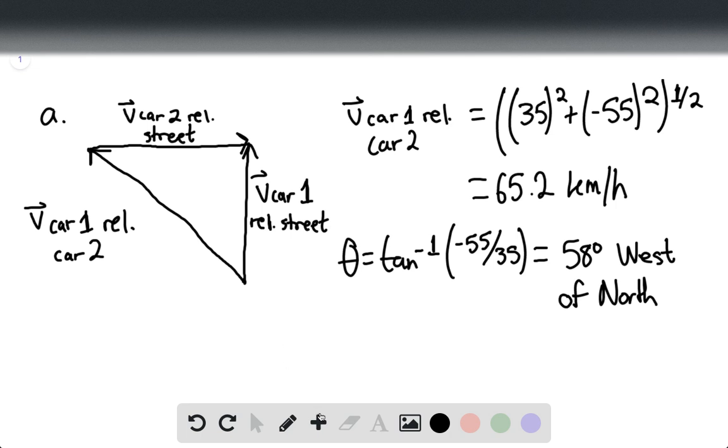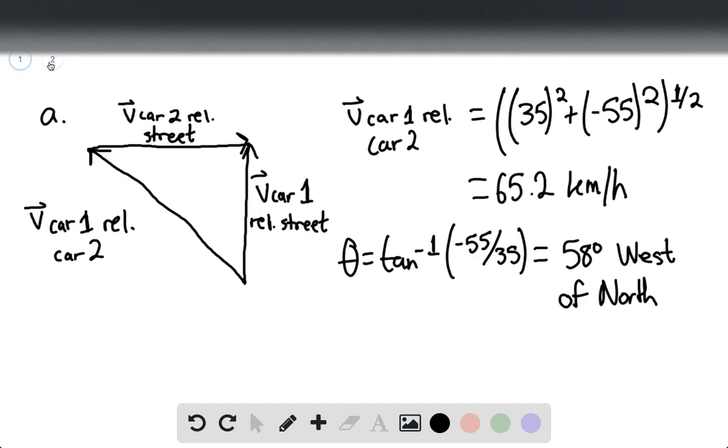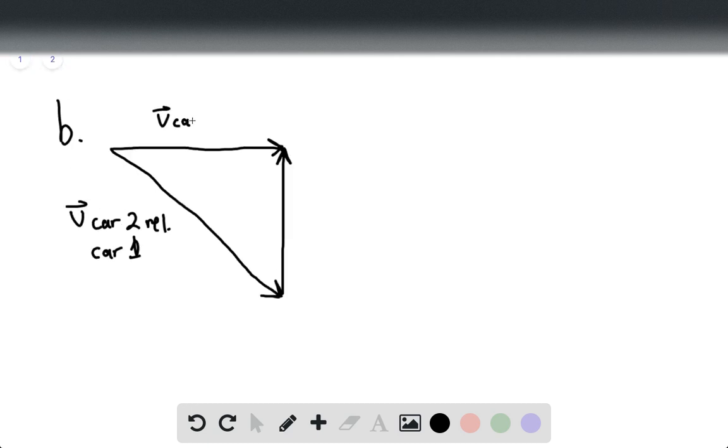Now, for part B, it's the exact same thing. However, now this arrow is pointing the other way. So this would be the velocity of car 2 relative to car 1 instead of car 1 relative to car 2. And again, this is still car 2 relative to the street, and this is car 1 relative to the street.